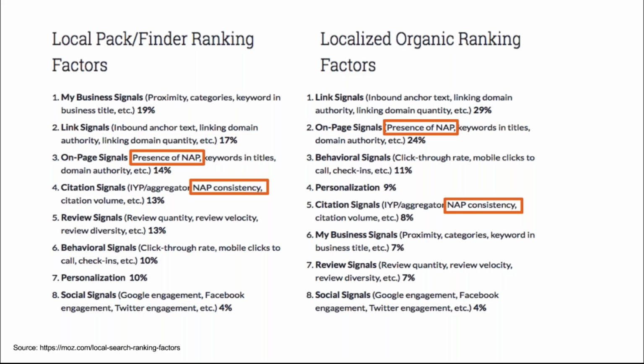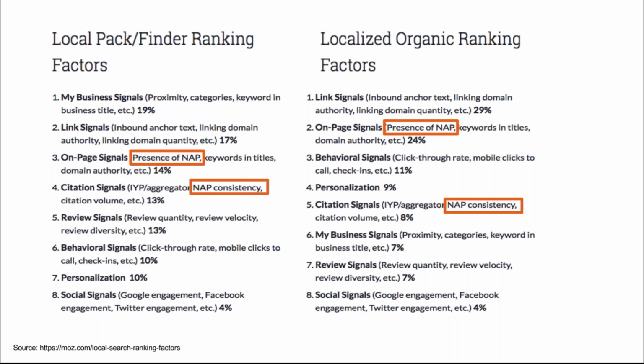Now, what's really funny is that you see the NAP show up for on-page signals, but you also see it for citations from other organizations referencing you. So when you start looking at those components, and then you look at the other organic ranking factors, you see that NAP consistency and the presence of a NAP is very valuable. So if you look at a lot of companies that want to generate calls, they'll have their schedule, and they'll have their phone number listed on their website.